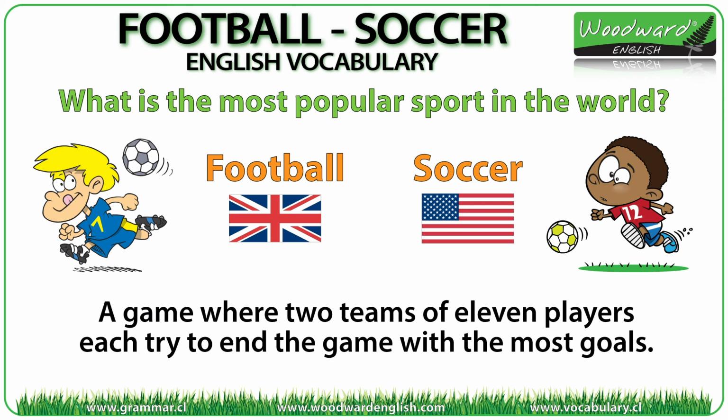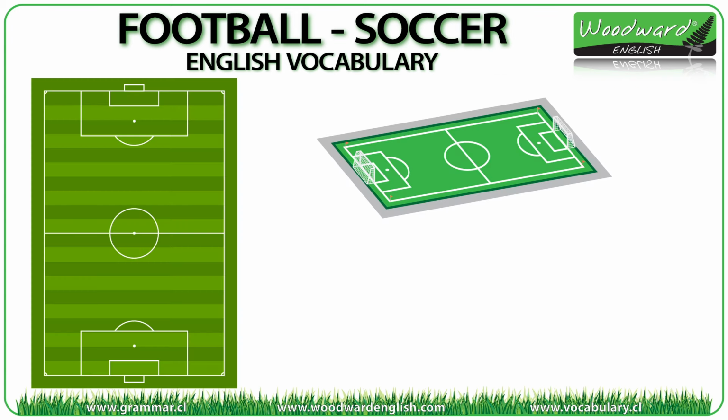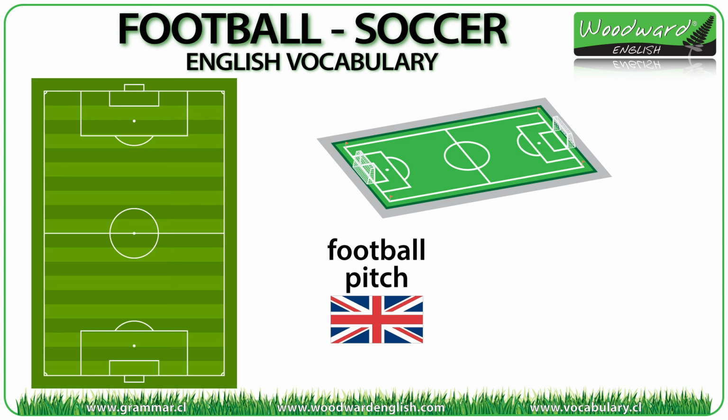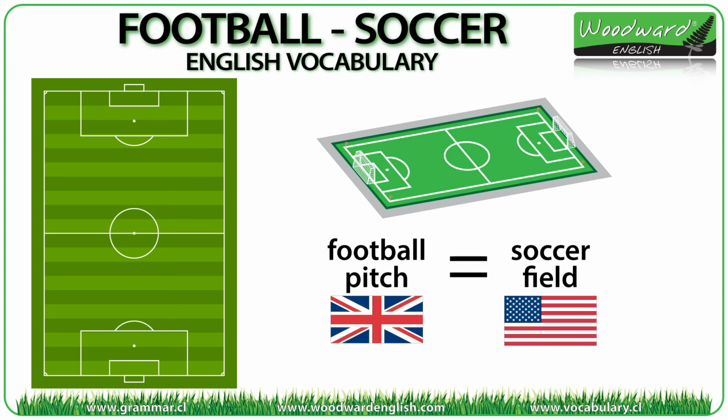Football, or soccer, is basically a game where two teams of 11 players each try to end the game with the most goals. The game is played on a rectangular area of grass. This is called a football pitch in British English and a soccer field in American English. At each end of the pitch there is a goal.